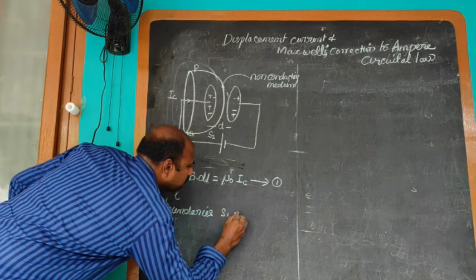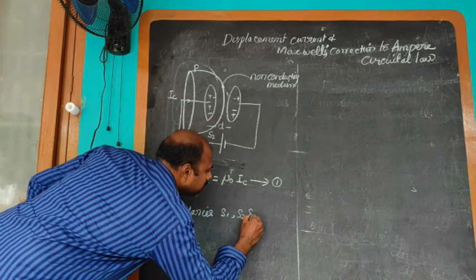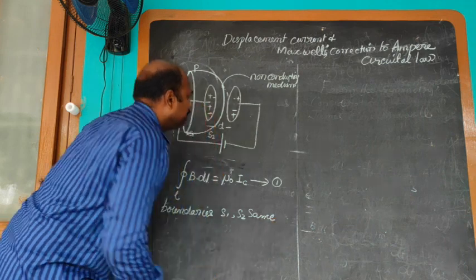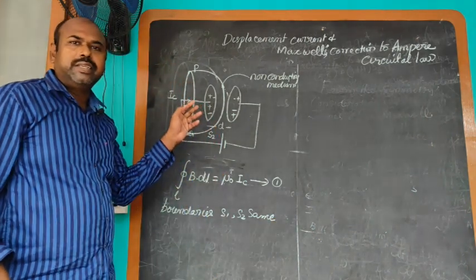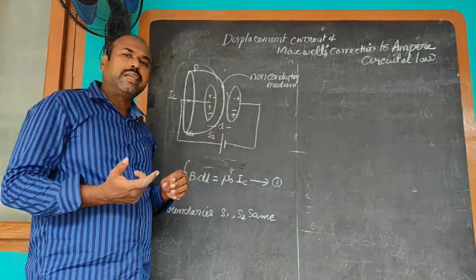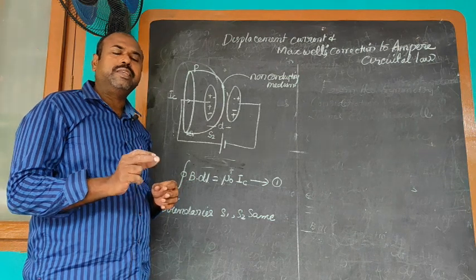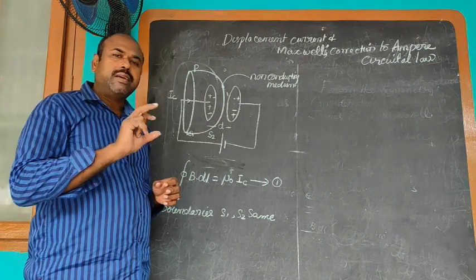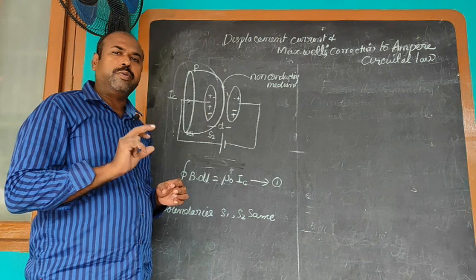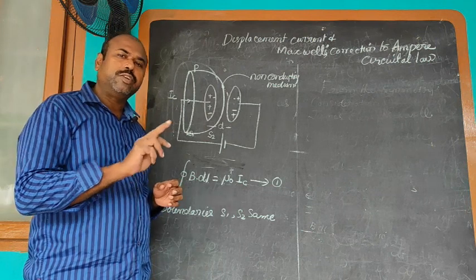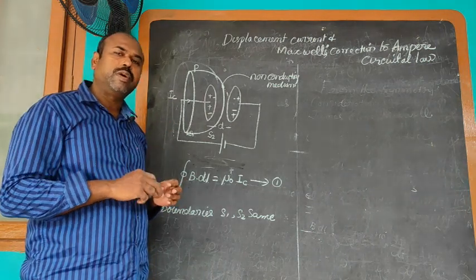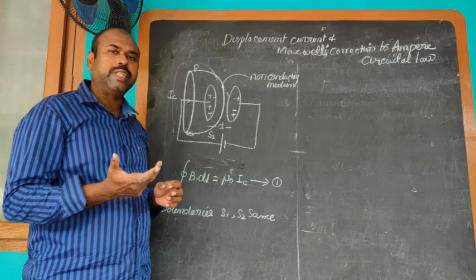The boundaries of the surfaces S1 and S2 are the same, but the shape is different. So Ampere's circuital law can be applied to any shape. He is asking us to take a closed loop alone. You can take a rectangular loop, or a circular loop, or some other type of loop. That is not a problem.